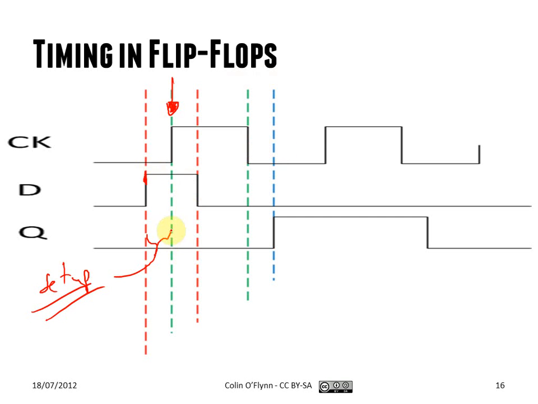Likewise, after the clock edge changes, we have this hold time. So for some amount of time after the clock edge changes, you cannot change the input data or you risk effectively corrupting it or some unintended results can happen. So those two considerations are some of the most important points when we deal with flip-flop circuits for the timing.